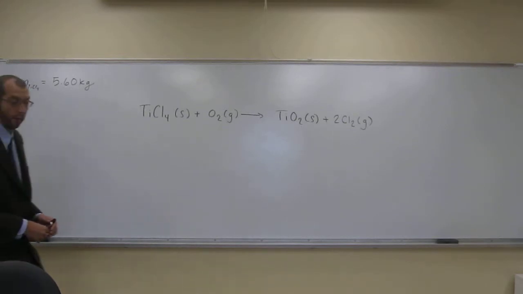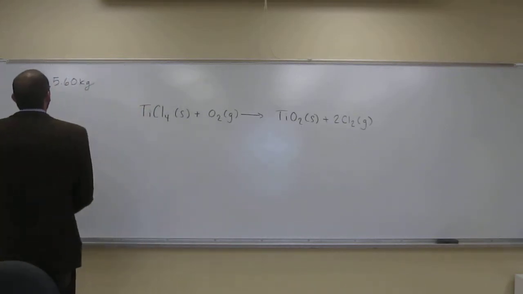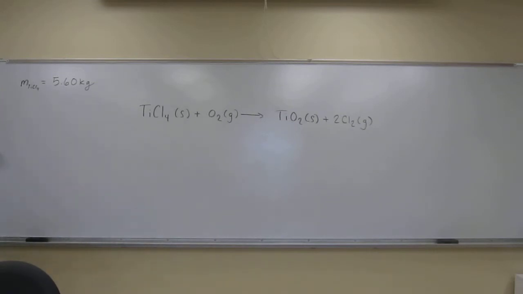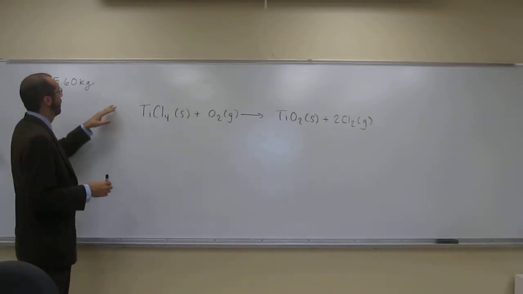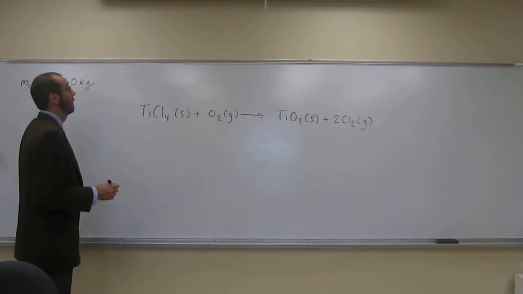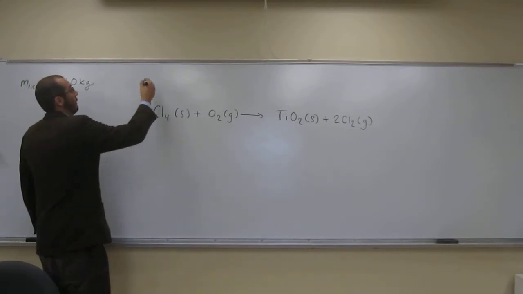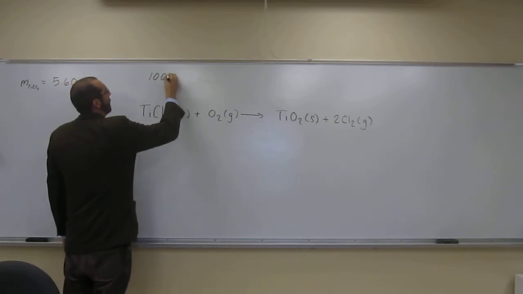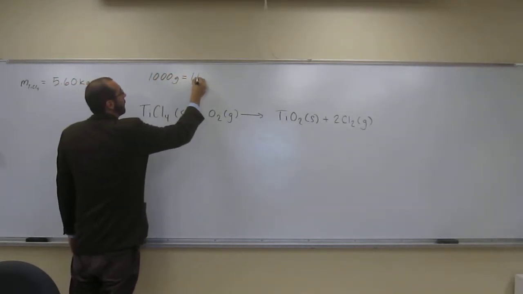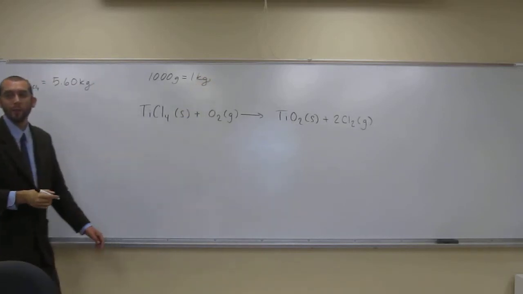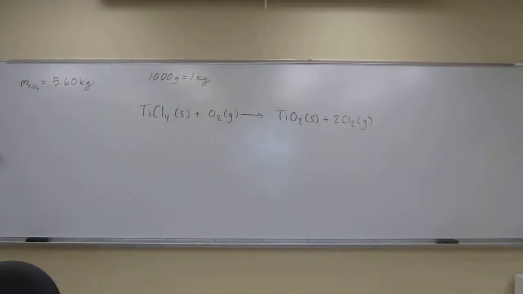Well, we're going to have to do a number of calculations and remember a number of conversion factors, okay? So one of the conversion factors already we need to know is the conversion between kilograms and grams. Okay, do you remember that one? 1,000 grams equals 1 kilogram. Okay, so if you don't remember those, you're gonna make sure you know by the test tomorrow. Okay? So, 5.60 kilograms of titanium chloride, okay?